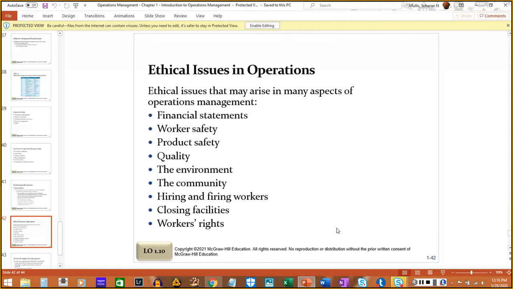All right, some ethical issues in operations. This first one, financial statements, is a very, very big thing. Anyone ever heard of Enron? Was anyone paying attention to the news when Enron was pretty big? Yeah, actually, I actually lived through it.